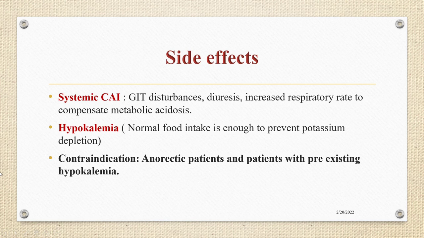So coming to the side effects, these carbonic anhydrase inhibitors will give systemic side effects such as GIT disturbances and diuresis, and increased respiratory rate to compensate for metabolic acidosis. We can see hypokalemia also, but that can be prevented with normal food intake. But we should not give this drug when there is already pre-existing hypokalemia and in anorectic patients.